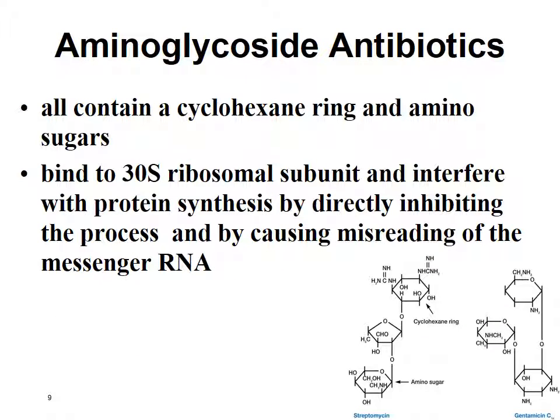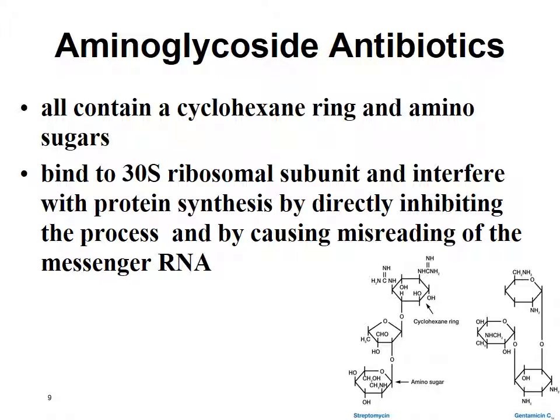The aminoglycoside antibiotics all contain a cyclohexane ring and amino sugars. Examples such as streptomycin, kanamycin, neomycin, and tobramycin are synthesized by different species of the genus Streptomyces, whereas gentamicin comes from another actinomycete called Micromonospora purpurea.